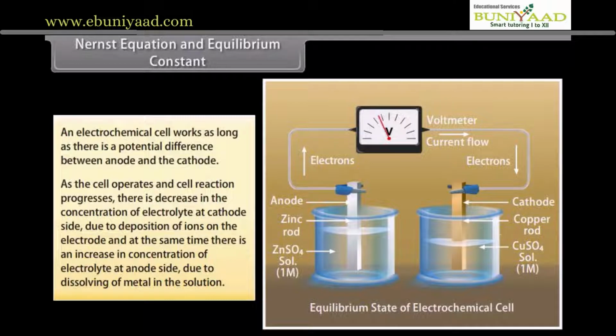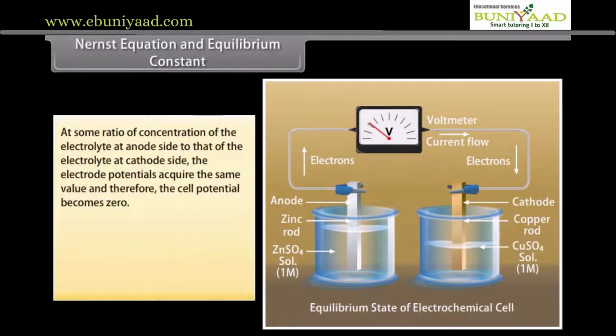Consequently, the electrode potential of the cathode decreases and that of the anode increases with the passage of time. Ultimately, at some ratio of concentration of the electrolyte at the anode side to that of the electrolyte at the cathode side, the electrode potentials acquire the same value, and therefore the cell potential becomes zero. At this stage, the electrochemical cell stops working and the cell is in a state of equilibrium.